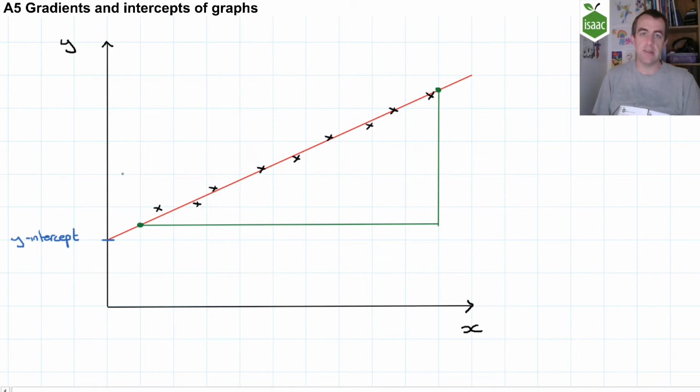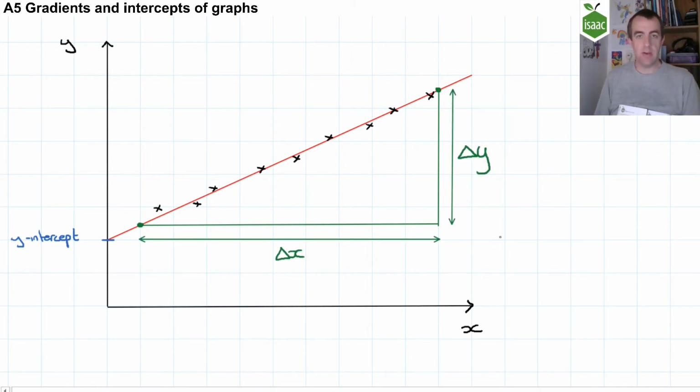So when you first learn about gradients, you may learn that the difference in the y-axis divided by the difference in the x-axis is the gradient. And this is true, but you shouldn't be counting squares. What you should be doing is reading the maximum value and the minimum value of the scale on the y-axis and the same on the x-axis.